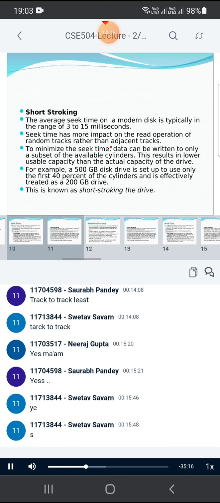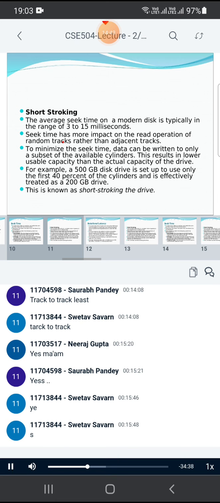And how we'll do it, let's discuss that. Average seek time on a modern disk is typically in the range of 3 to 15 milliseconds. And seek time has more impact on the read operation of random tracks rather than adjacent tracks. Obviously, because in adjacent tracks it will take less time. If we have to move between random tracks, then it will take more time. So that's why it has more impact where we need to read data between random tracks rather than adjacent tracks.